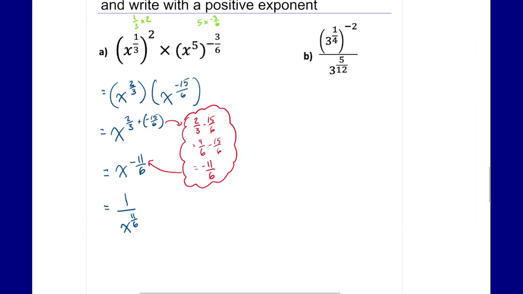Next one for B, we're going to go through and do similar things. First, when we have a power to a power, we're going to multiply. So 1 over 4 times negative 2. For the denominator, there's nothing we can really do with that. It's only one exponent, or one power. So on the top, we get 3 to the power of negative 2 over 4, divided by 3 to the power of 5 over 12.